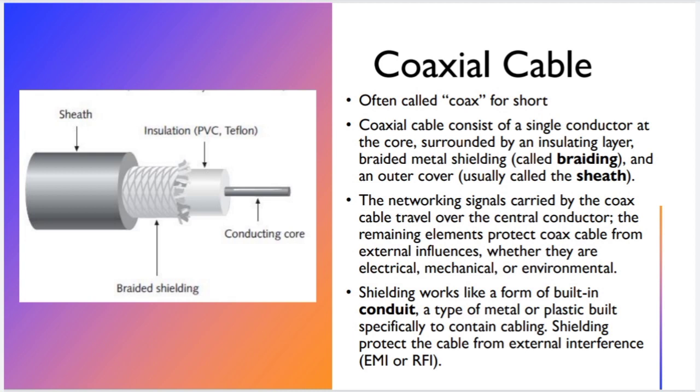Coaxial cable is often called coax. Coaxial cable consists of a single conductor at the core surrounded by an insulating layer, braided metal shielding called braiding, and an outer cover usually called the sheath. Shielding works like a form of built-in conduit, a type of metal or plastic built specifically to contain cabling. Shielding protects the cable from external interference like EMI or RFI.